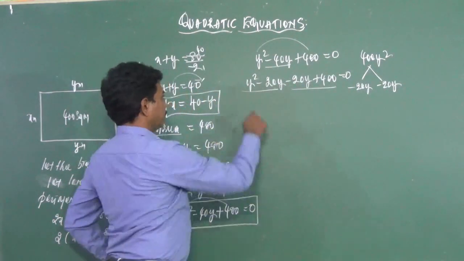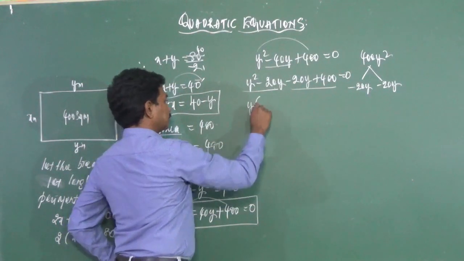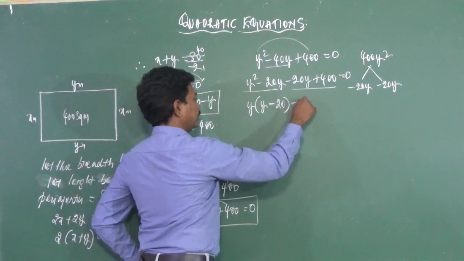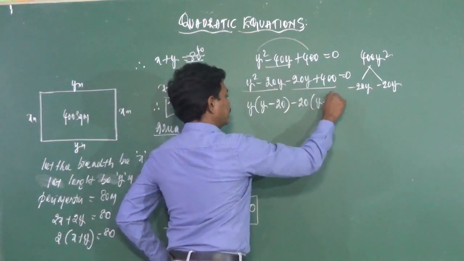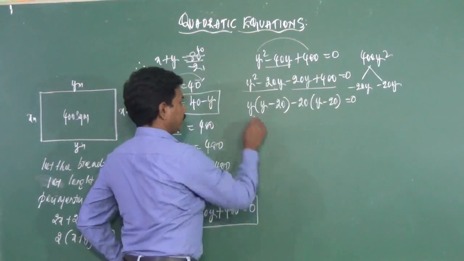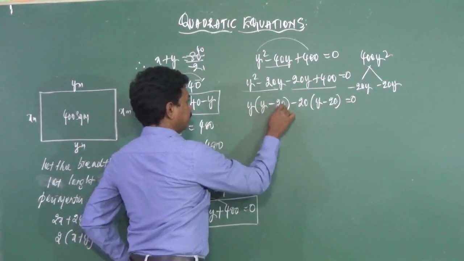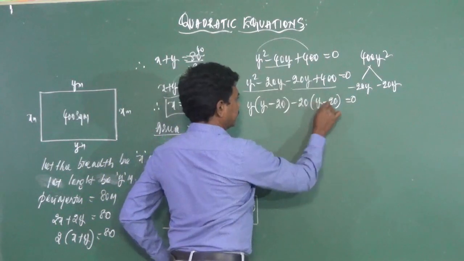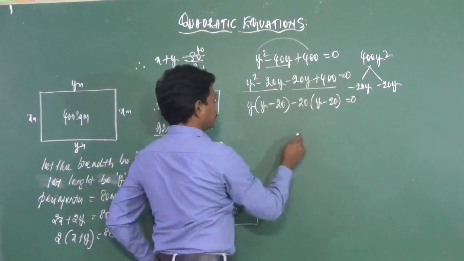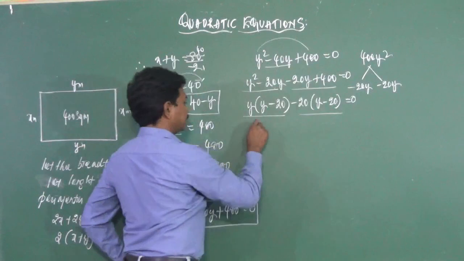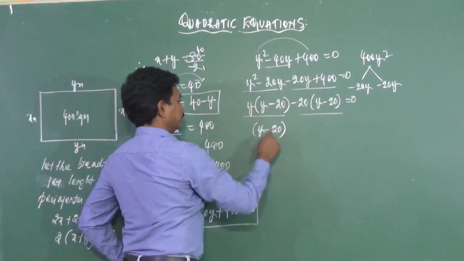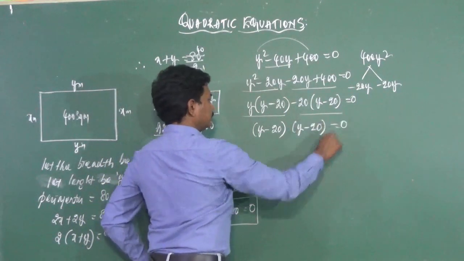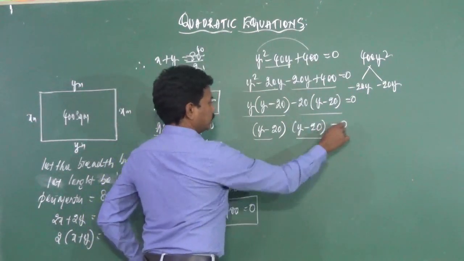Let us take y as common from the first two terms. We are left with y minus 20. Then minus 20 into y minus 20 is equal to 0. Checking: y into y is y square, y into minus 20 is minus 20y, minus 20 into y is minus 20y, and minus into minus, 20 into 20 is plus 400. From these two terms we can take y minus 20 as common, so we are left with y minus 20 into y minus 20 is equal to 0.